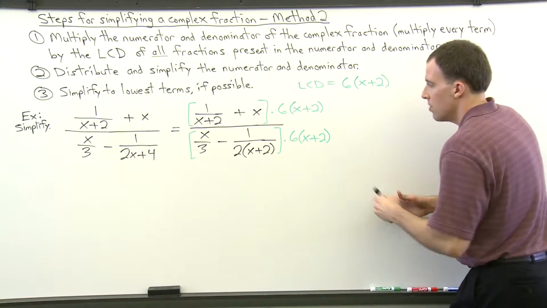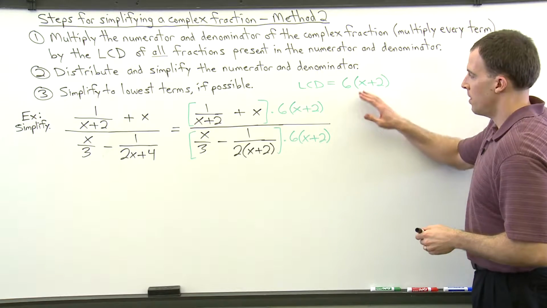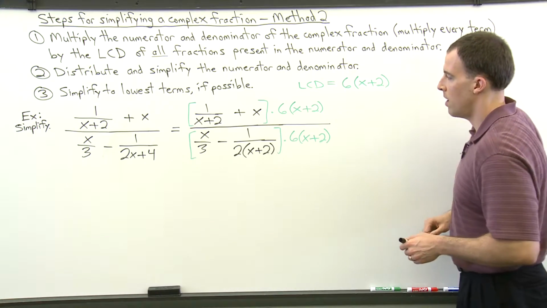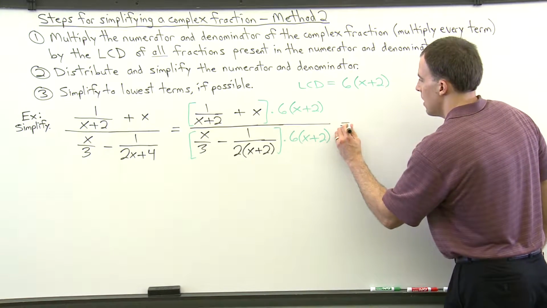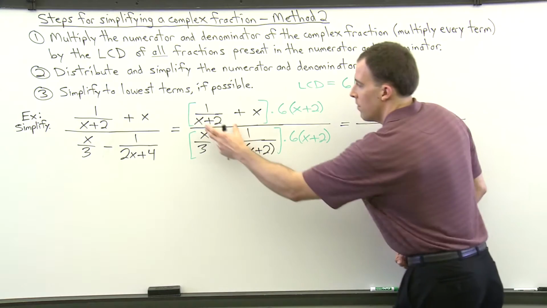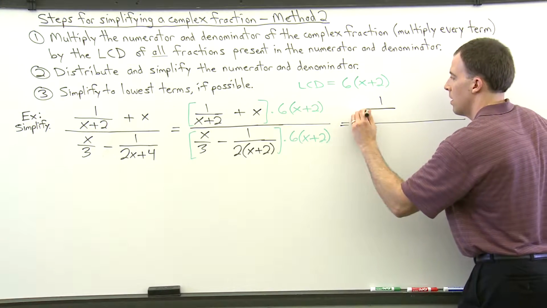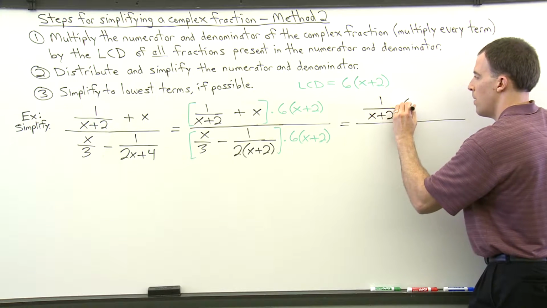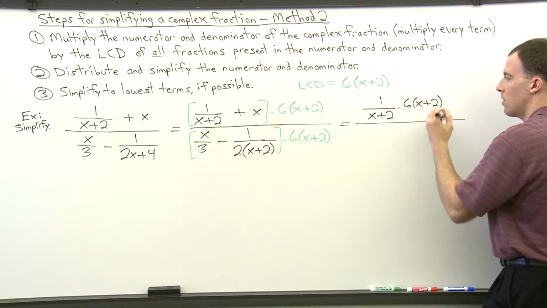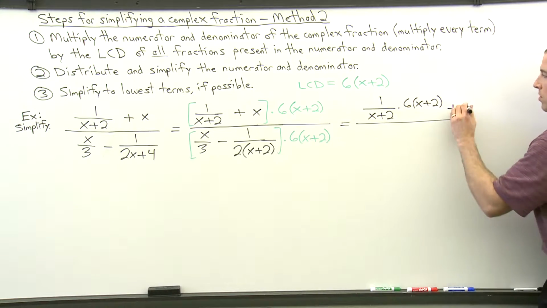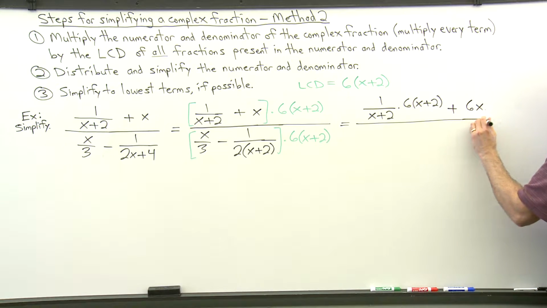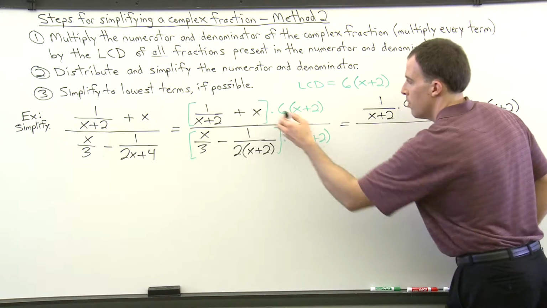Okay. So the next step, after determining what the common denominator is and showing that you're multiplying the numerator and denominator by it, is to distribute it and then simplify the numerator and denominator. So we've got at this stage 1 over x plus 2 being multiplied by 6 times x plus 2. And if you can do this step in your mind, that's great. I'm just going to show it here. And then plus x multiplied by 6 times x plus 2. To make that look a little more standard, instead of writing x6, I'm going to write 6x. So 6x times x plus 2. Okay. So I distributed the common denominator there to both terms in the numerator.